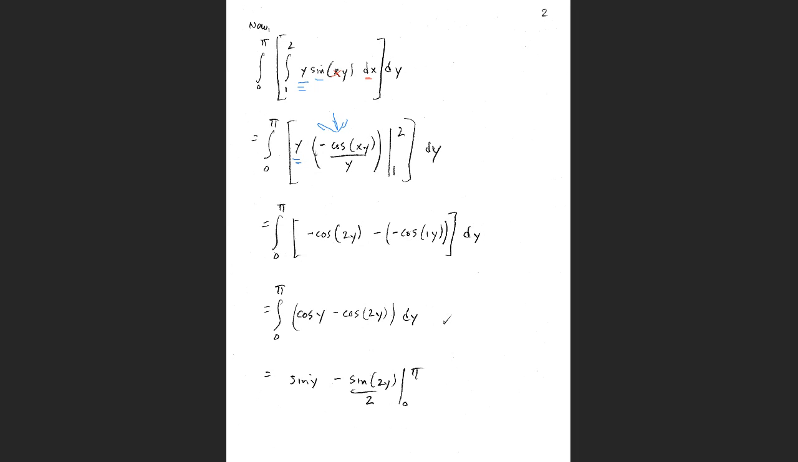It's no different than if you had the integral of the sine of 2x dx, right? The antiderivative of that would be minus cosine of 2x over 2, right? Plus the constant of integration, right?